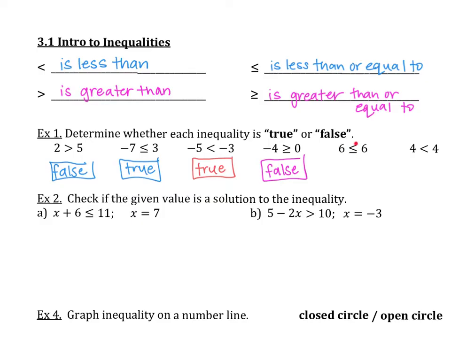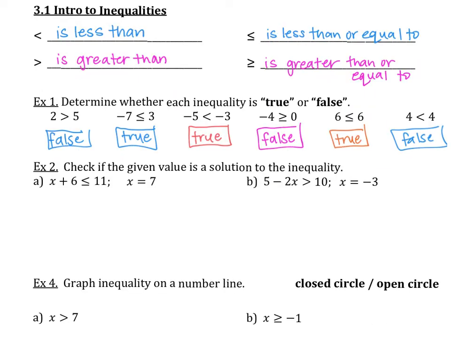Okay, let's look at this. So is 6 less than or equal to 6? Well, 6 is equal to 6. So that works. This is true. Is it less than or equal to 6? It's not less than, but it is equal, so that still counts. Okay, one more. So is 4 less than 4? No, it's not less than 4. So it's false.